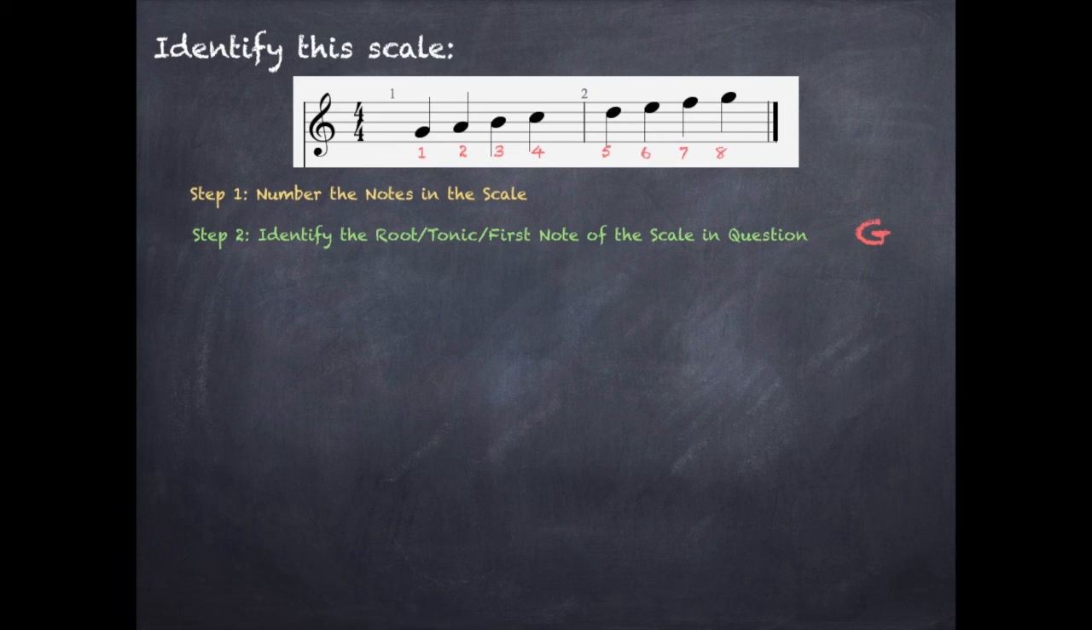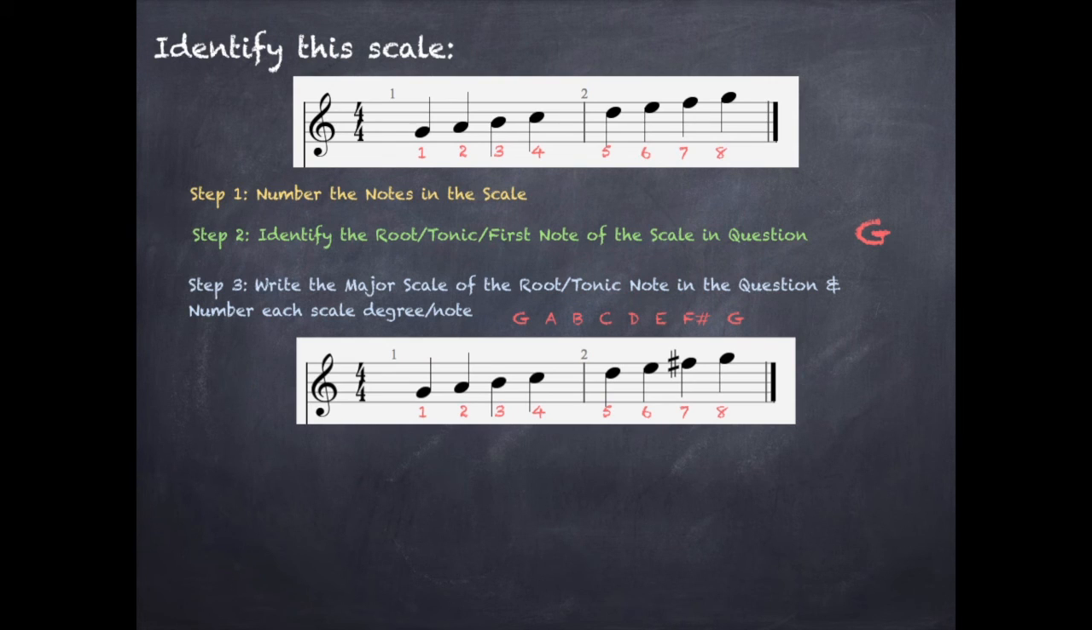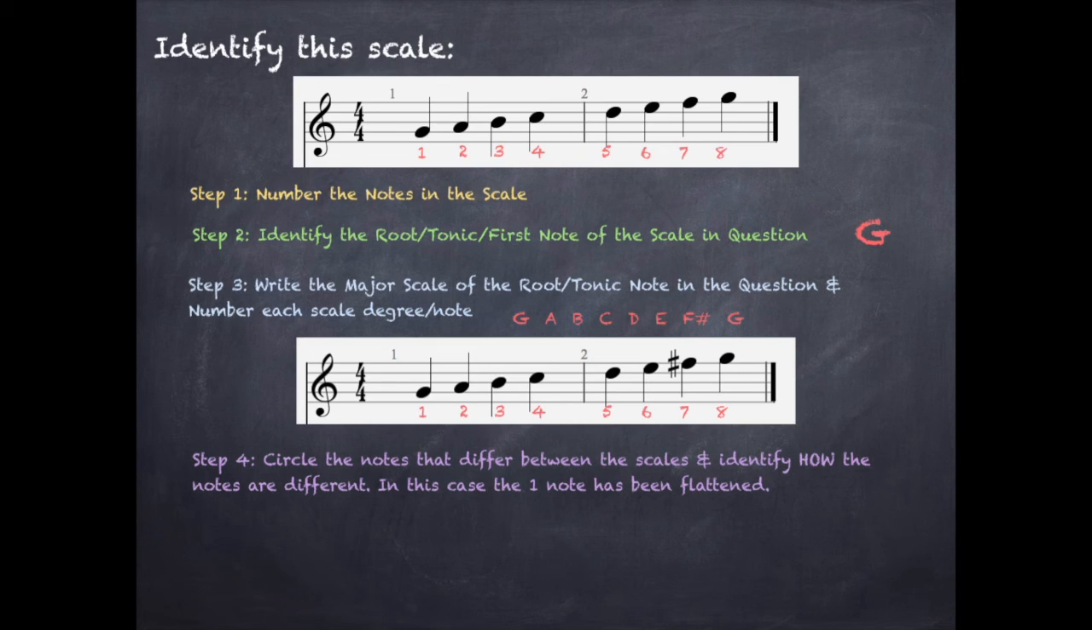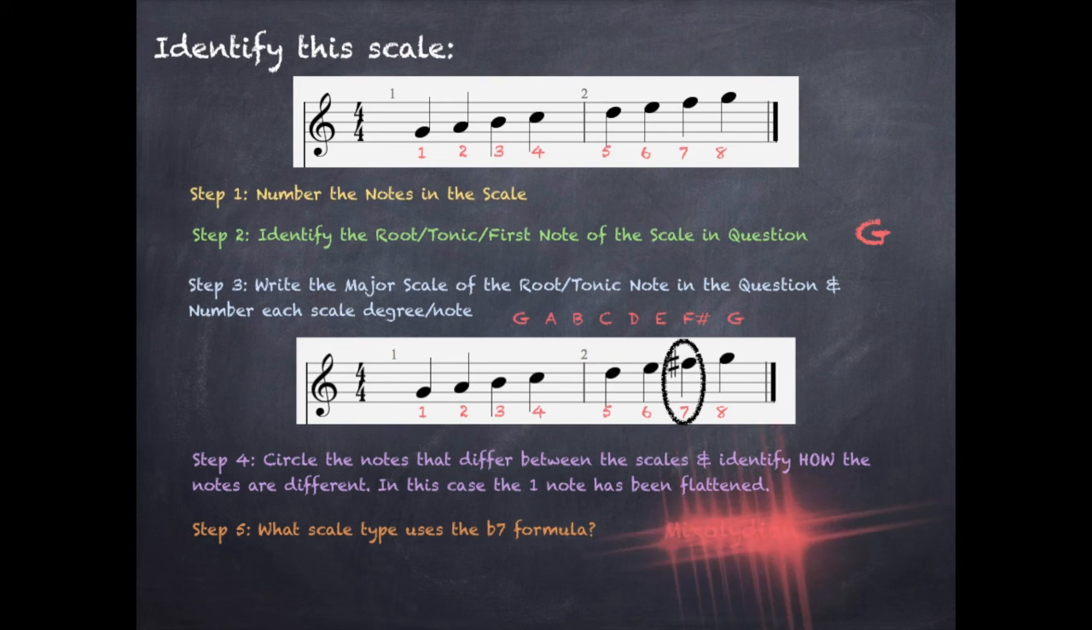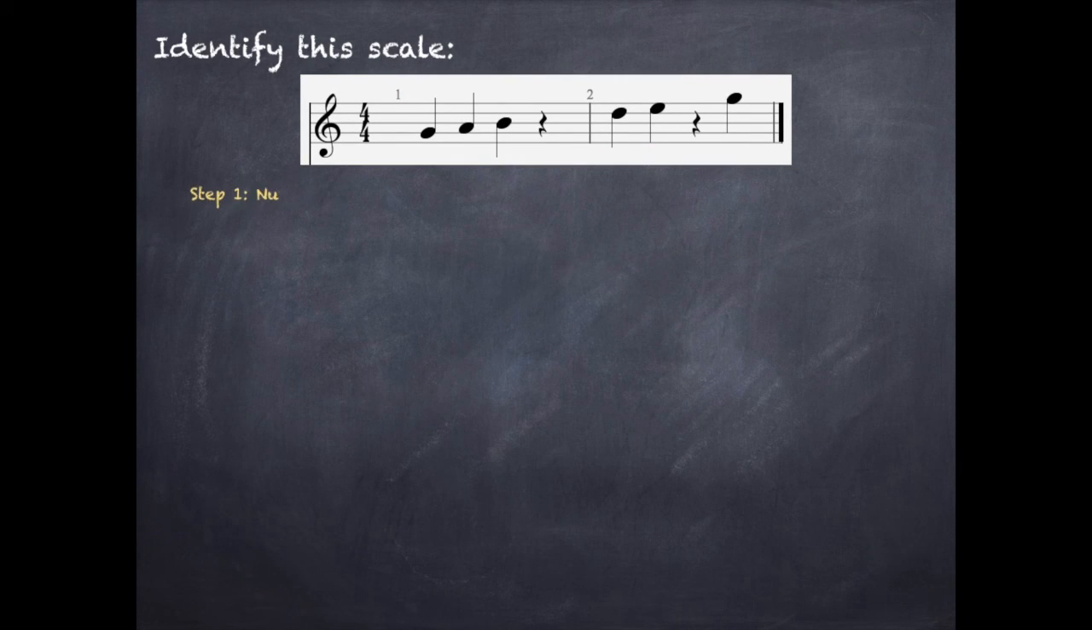Step 3 is we write out the major scale of the root or tonic note in question and number each scale degree or note. So we write out the G major scale and we number the notes in the scale 1 through 8. Step 4 is we circle the notes that differ between the scales and identify how the notes are different. In this question, only the 7th note has changed, it has been flattened. So step 5, we ask what scale type uses only the flat 7? The answer is Mixolydian. And when we combine step 2 and step 5, we find that the scale in question is a G Mixolydian.